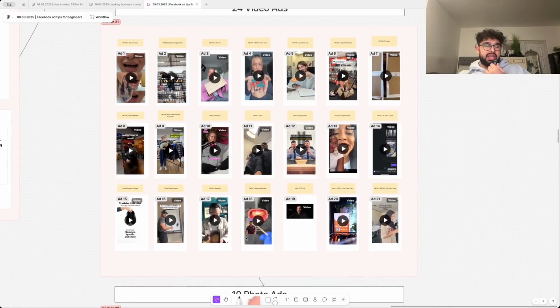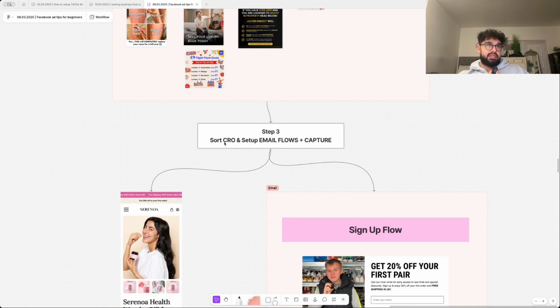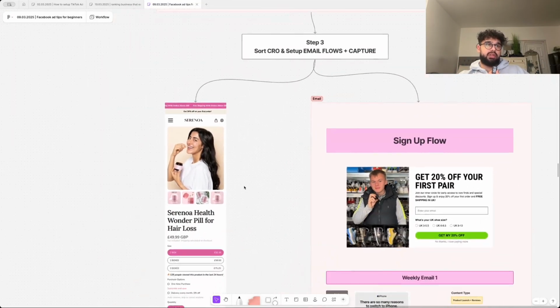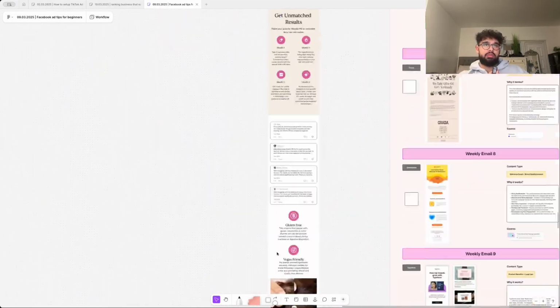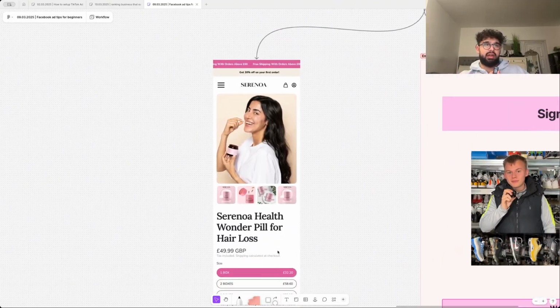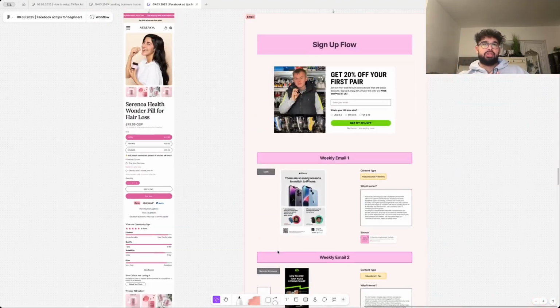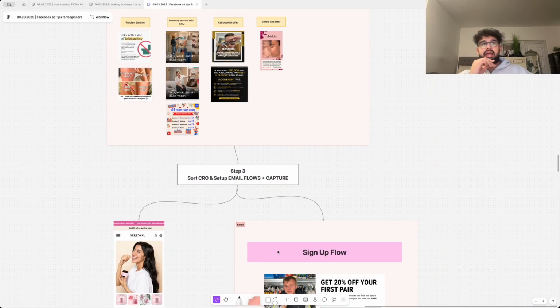Now, after releasing all these ads, my cost per purchase would have come down. Now what I want to do is sort out the CRO and set up the email flows and capture. So here's an example of a website, a landing page that we've redone before. It looks something like this. Some of our newer ones are a bit better now. Then I'd add in a bunch of email flows, and I would see what I can do on the back end. That is how I do it. It's really, really straightforward, really simple.